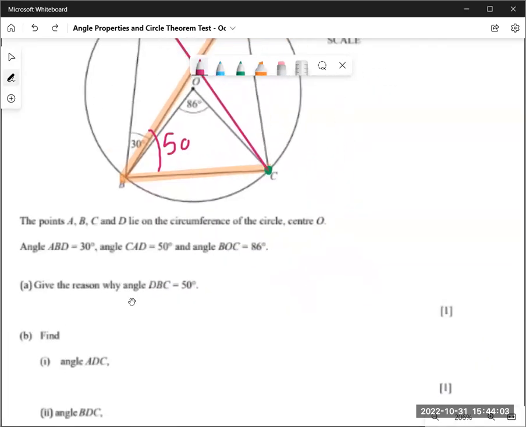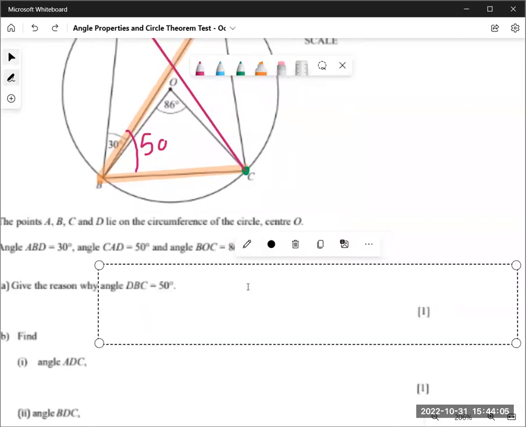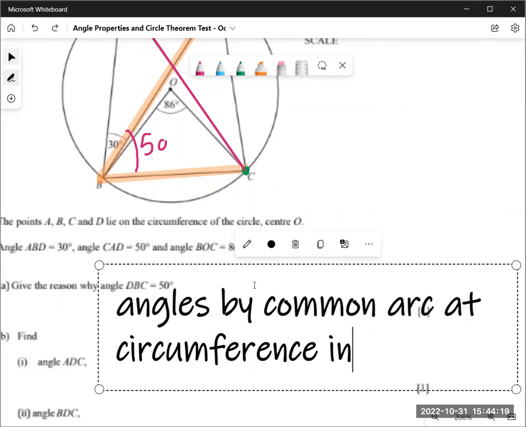So your reason over here is going to be: angles at the circumference by a common arc, in the same segment, are equal.